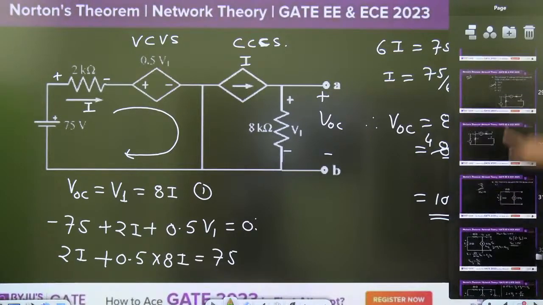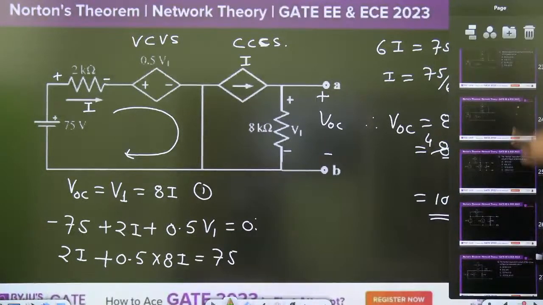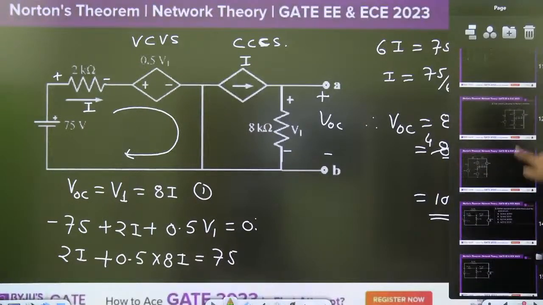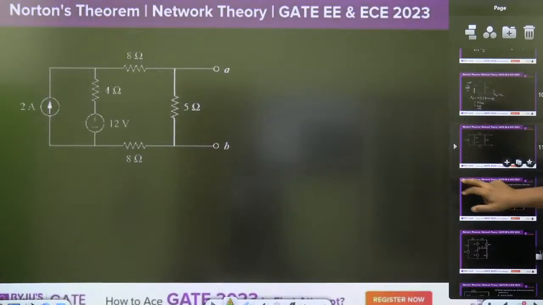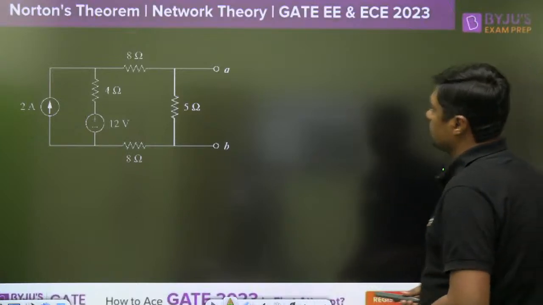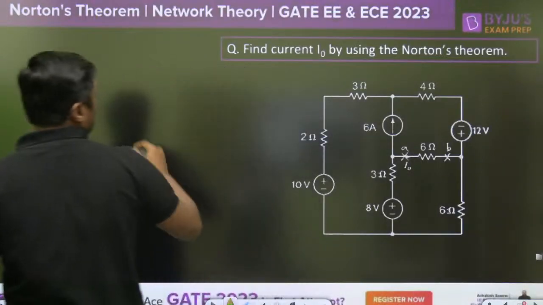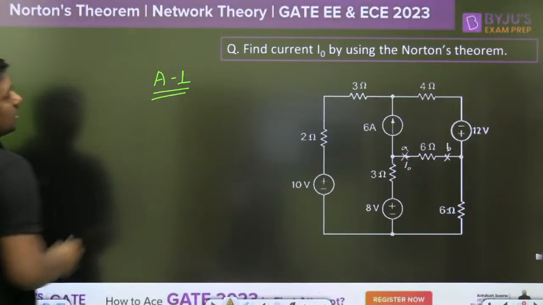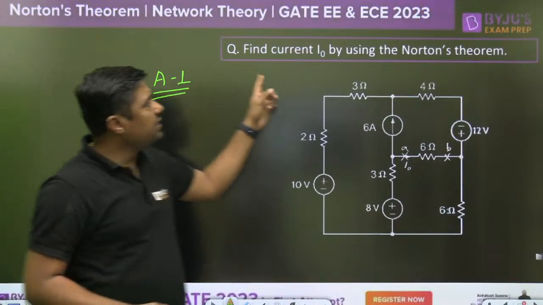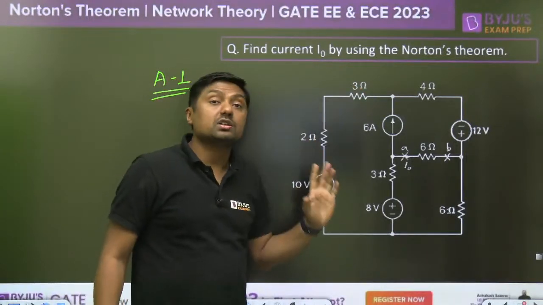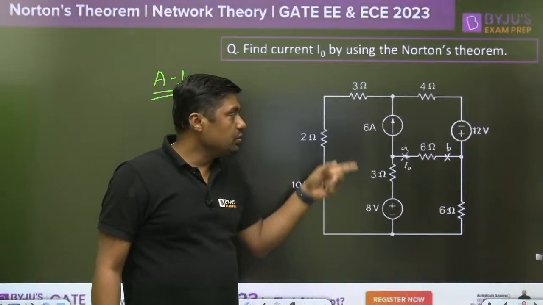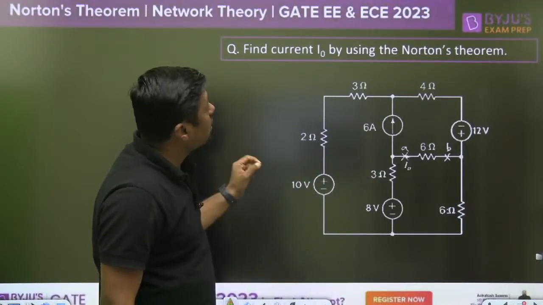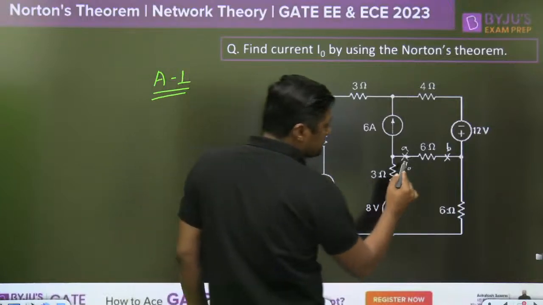That is the assignment number 1. For answer, join my Telegram channel. Find the current I naught by using the Norton's theorem. You have to find the value of I naught, right? This is the I naught.